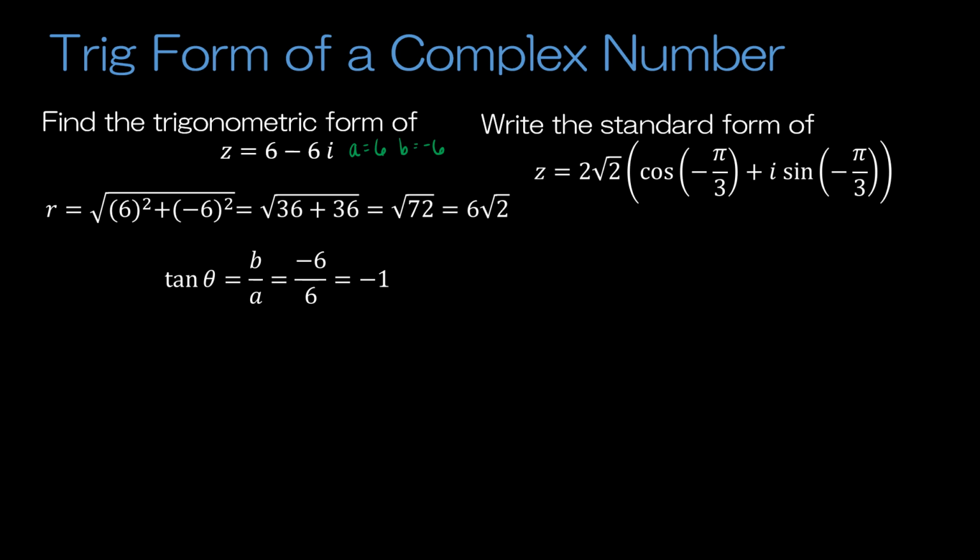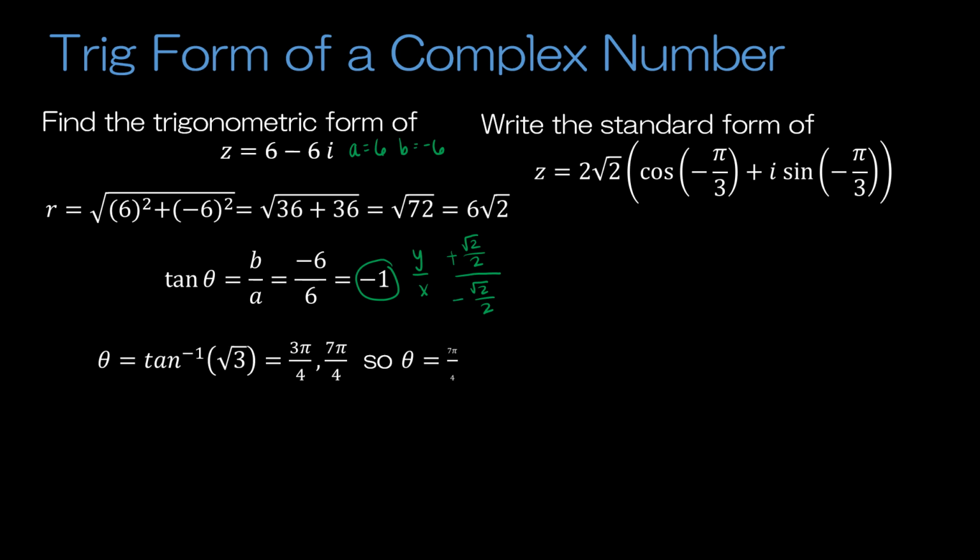Again, now we ask ourselves, where is y over x equal to -1? And that's going to be when the numerator is radical 2 over 2 and the denominator is radical 2 over 2, and one of them is negative. So either the numerator is negative or the denominator is negative, but not both. So where does that occur? Again, unit circle. If you're not sure, get your unit circle out. And I have 3 pi over 4 and 7 pi over 4. But my original point, 6, negative 6, was in the fourth quadrant.